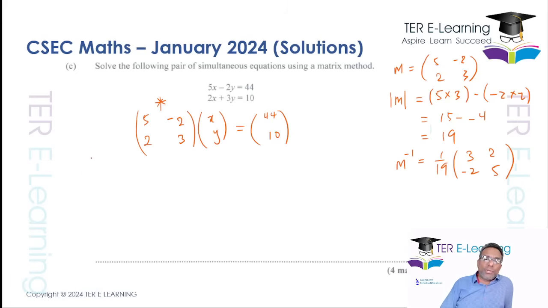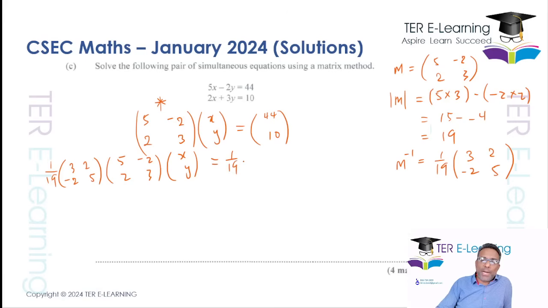So what you're going to do, you're going to multiply both sides of the equation by the inverse. So you're going to put 1 over 19, 3, 2, minus 2, 5, multiplied by 5, minus 2, 2, 3, x, y. Do the same thing on the right hand side. So this is going to be 1 over 19 by 3, 2, minus 2, 5, right? And this is 44, 10, right?